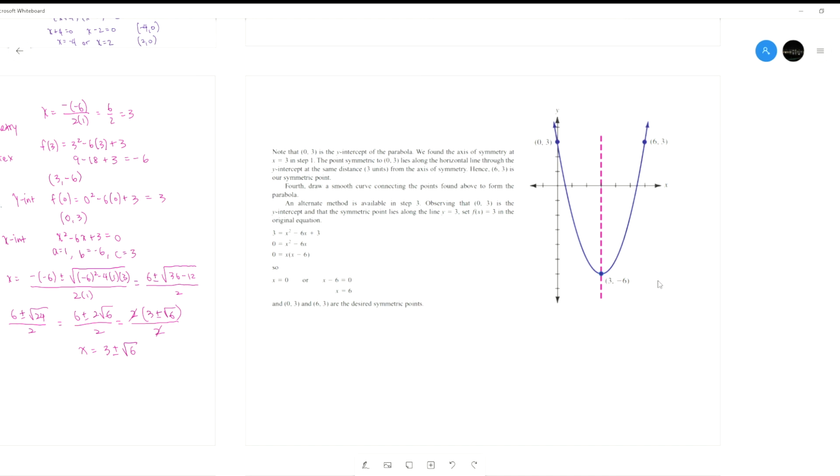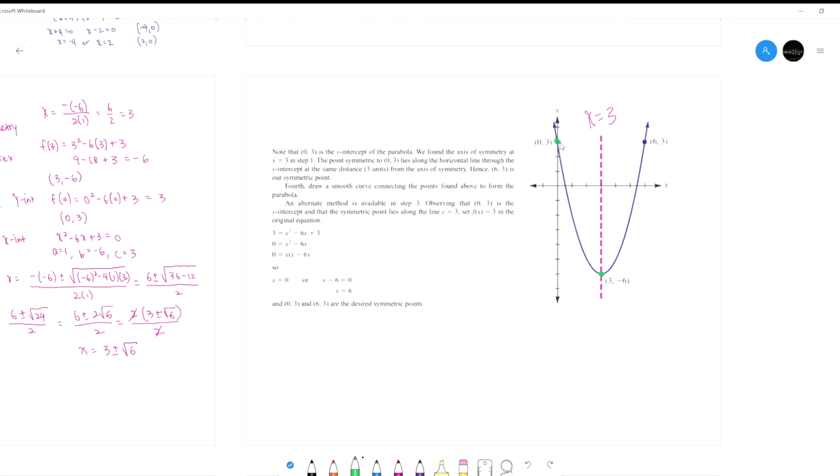Alright, so the axis of symmetry, we said is x is equal to 3. So as you can see, this vertical line here is the axis of symmetry. X is equal to 3. Our next point is our vertex. We said is 3, negative 6. So as you can see, 3, negative 6 is down there in green. It's labeled, right? The y-intercept is 0, 3.